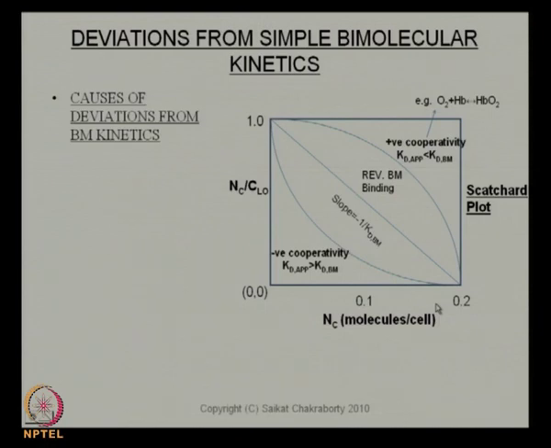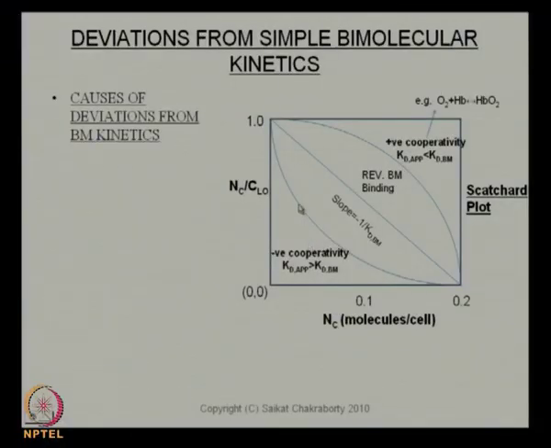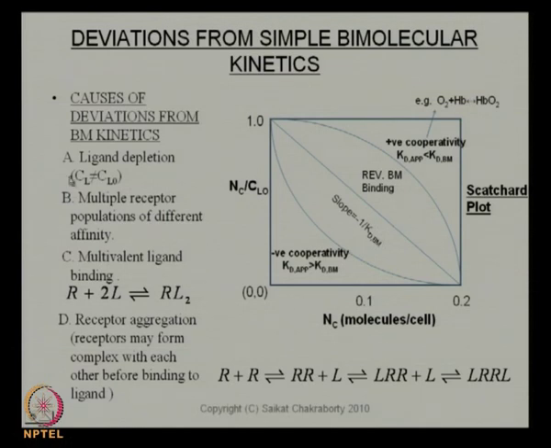But then we said that there could be different deviations from this, and what we have been studying in the last few lectures are these deviations from the scatchard plot. The scatchard plot is linear if the ligand is present in excess and the receptor binds with simple bimolecular kinetics. Now, when the receptor deviates from this, you have what is known as positive cooperativity and negative cooperativity. Okay, and that is what we looked at. So, these are the different deviations that we looked at.